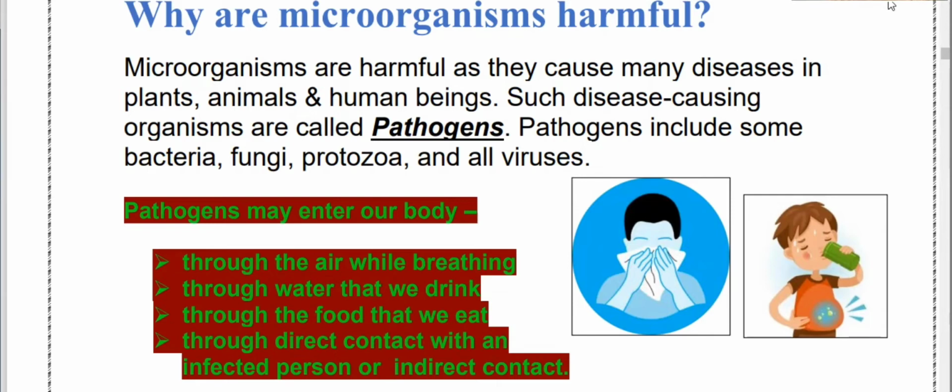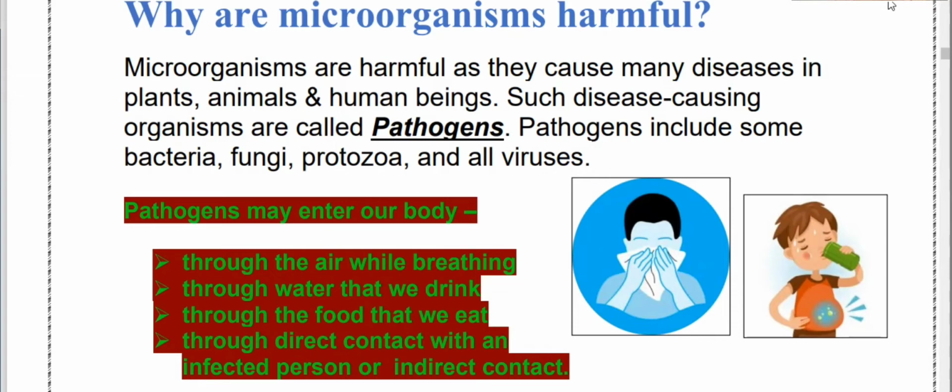Now, the question arises, how do these pathogens enter our body? The pathogens can enter our body when we are breathing, that is through air. They can enter through the water that we drink, through the food that we eat, and sometimes through direct and indirect contact also. Direct contact is through a person who is already infected, and indirect contact is through an infected person to a healthy person.